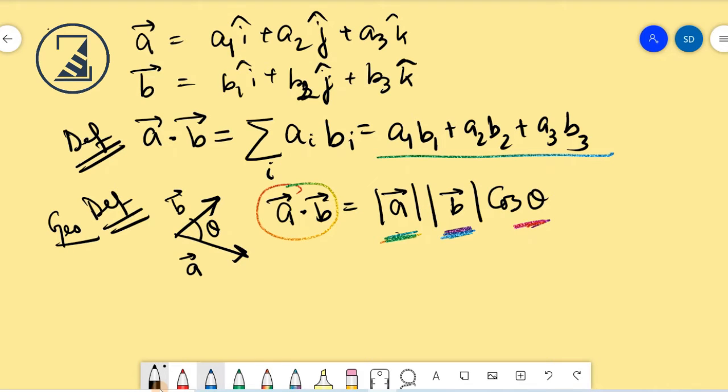Now the first question arises: how do we go from this definition to this definition? We have defined A dot B like this. This is our primary definition, but we are also saying that A dot B is mod A mod B cos theta. So we have to show that this is indeed the definition of A dot B.